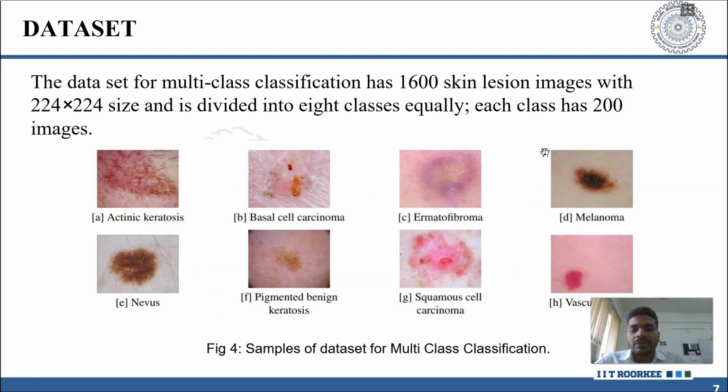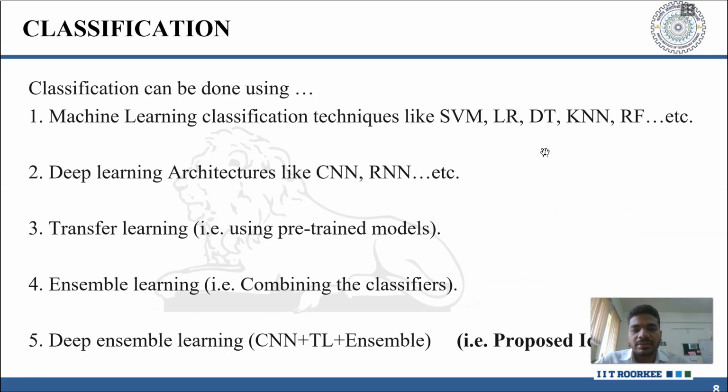Coming to the other dataset, used for multi-class classification, it has 600 skin lesion images of size 224 by 224. The images are divided into 8 classes, and basically this data is used for multi-class classification. Each class has 200 images. Here we can see the types of images or classes, figures A, B, C up to H, 8 images in all. We show one image from each class just to identify the different classes.